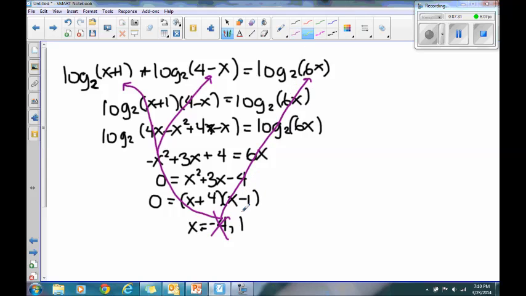If I take the 1 and do the same thing, plug it in all 3 places, 1 plus 1 is 2, 4 minus 1 is 3, 6 times 1 is 6. All of those are positive, which means the value x equals 1 is in my domain, and so it is my only solution for this equation. The goal is to get it set up using our properties of logs, where a sum turns into a product. If I had a minus sign, it turns into a quotient, and this is how we approach a problem when there are logs in every single term.